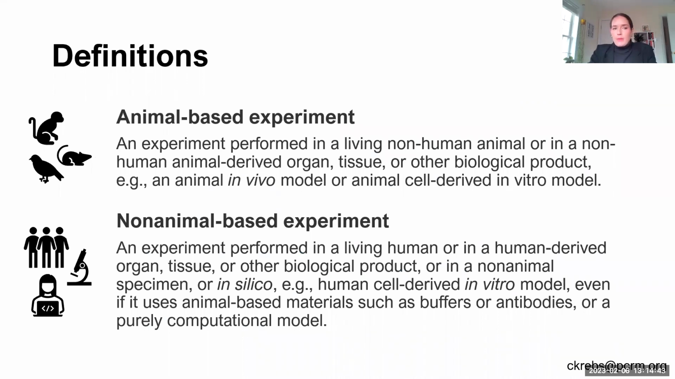An animal-based experiment we defined as an experiment performed in a living non-human animal or in a non-human animal-derived organ, tissue, or other biological product. So for example, an animal in vivo model or an animal cell-derived in vitro model. And we define non-animal-based experiment as an experiment performed in a living human or in a human-derived organ, tissue, or other biological product, or in a non-animal specimen or in silico. So for example, a human cell-derived in vitro model, even if it uses animal-based materials like buffers or antibodies.